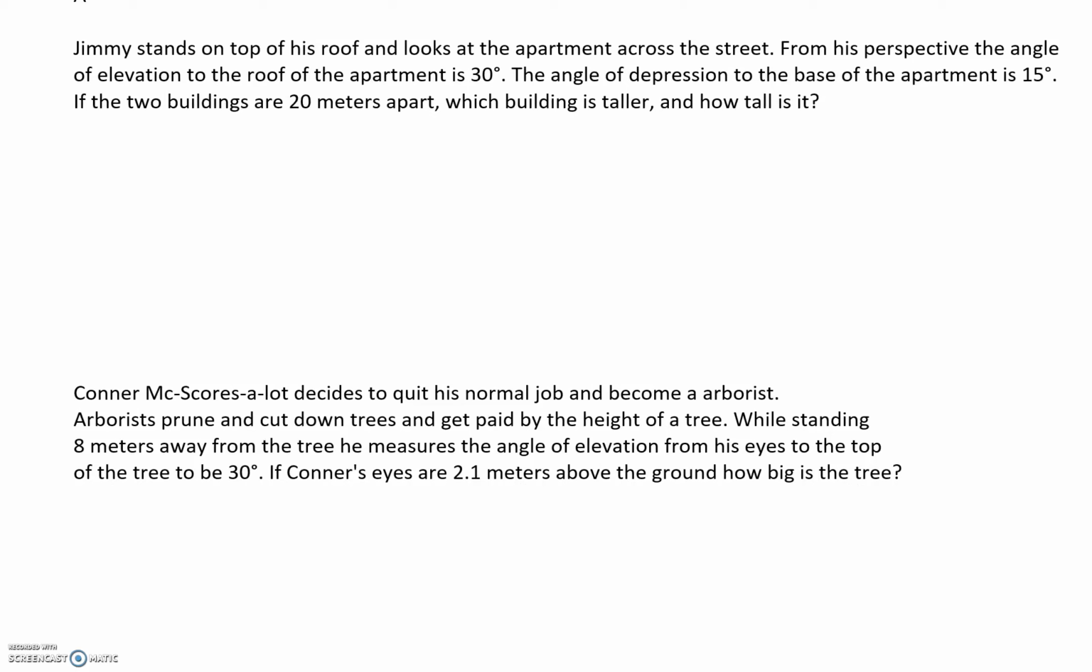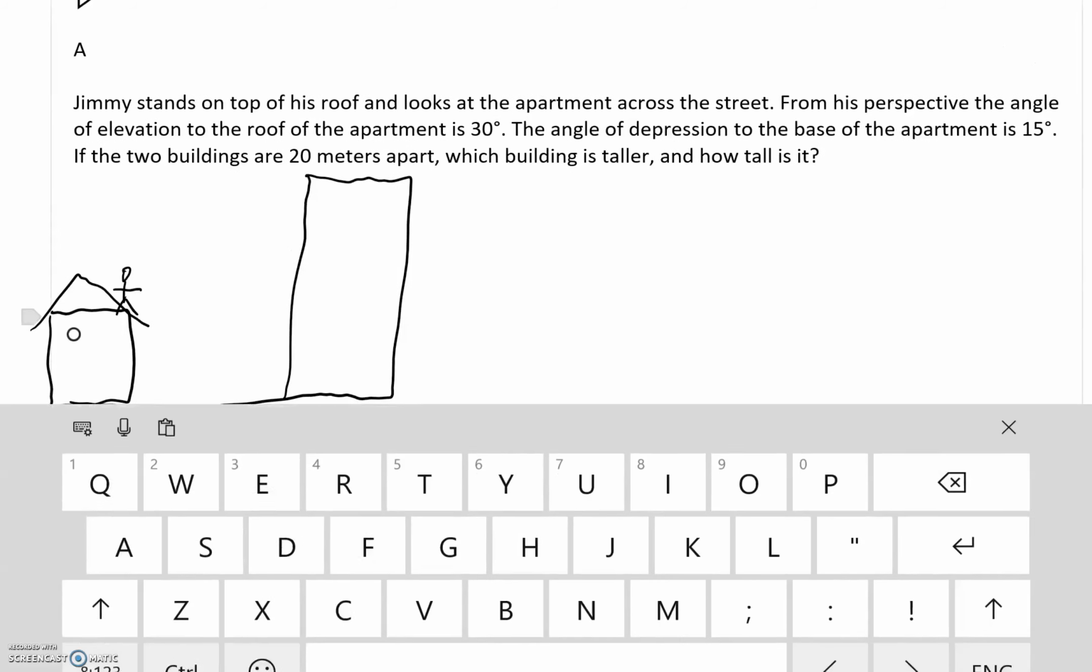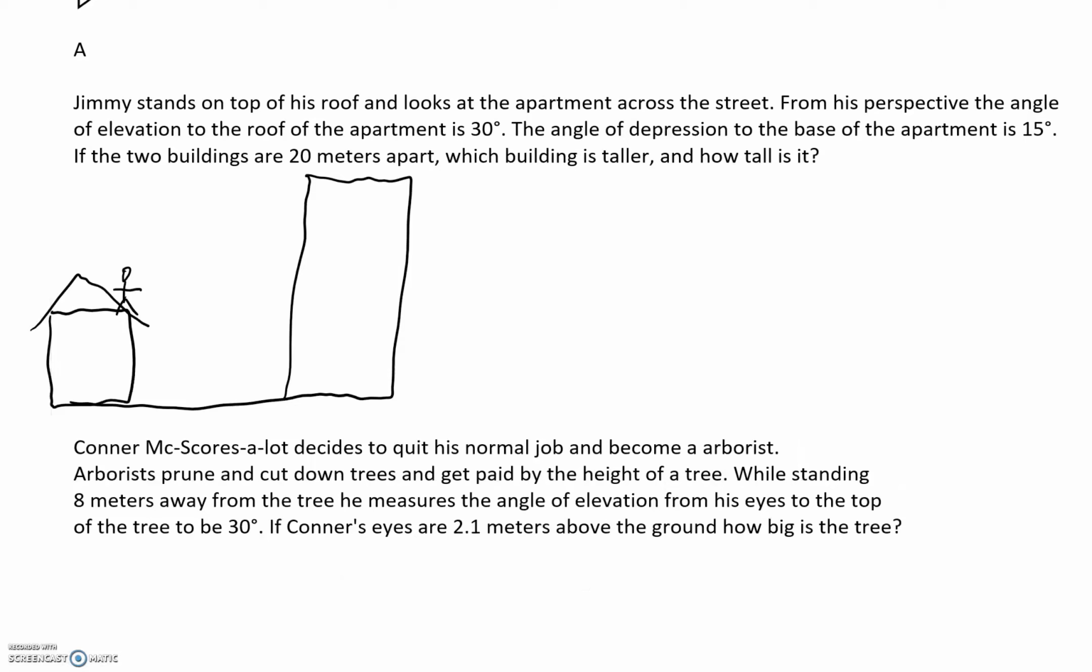Okay, but at this point, Jimmy is standing on his roof. So here is Jimmy standing on his roof, and he looks across the street at an apartment building. Here is the apartment building. When he looks across the street, from his perspective, the angle of elevation to the roof is 30 degrees. So if it's from his eyes, angle of elevation is the angle up is 30 degrees.